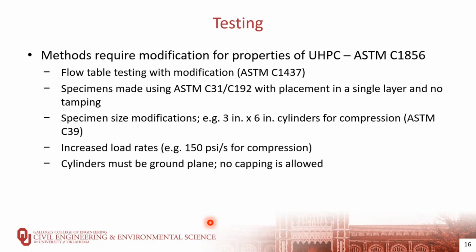Testing of UHPC uses methods that are very similar for conventional concrete, but requires modification to account for the properties of UHPC. And most of the testing methods that are currently used are included in ASTM C1856, which has those modifications for the standard test methods used for concrete. The flow table testing that I mentioned utilizes ASTM C1437 with a few modifications. Specimens are made using the same methods we use for conventional concrete, except that we place in a single layer and don't need any external consolidation.